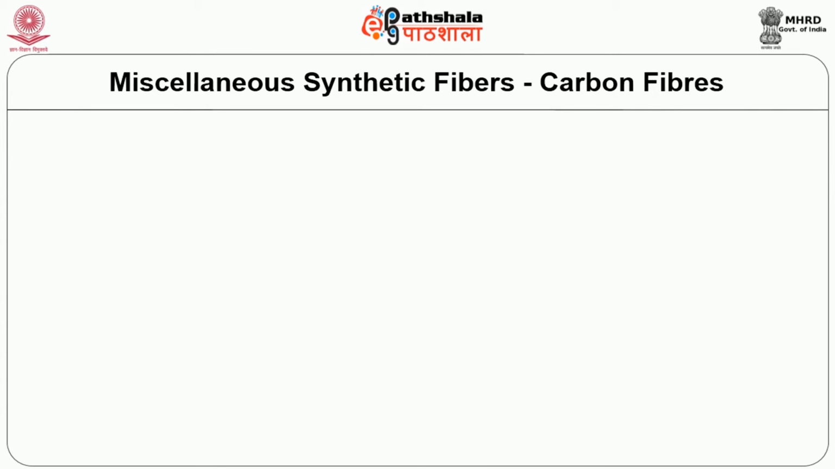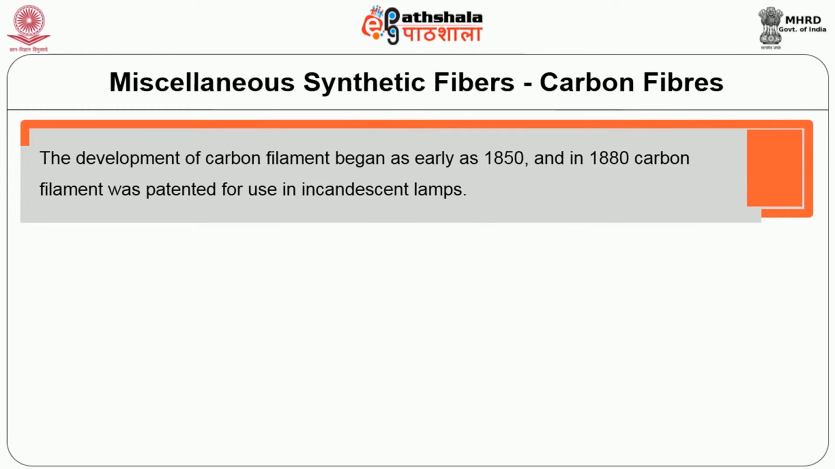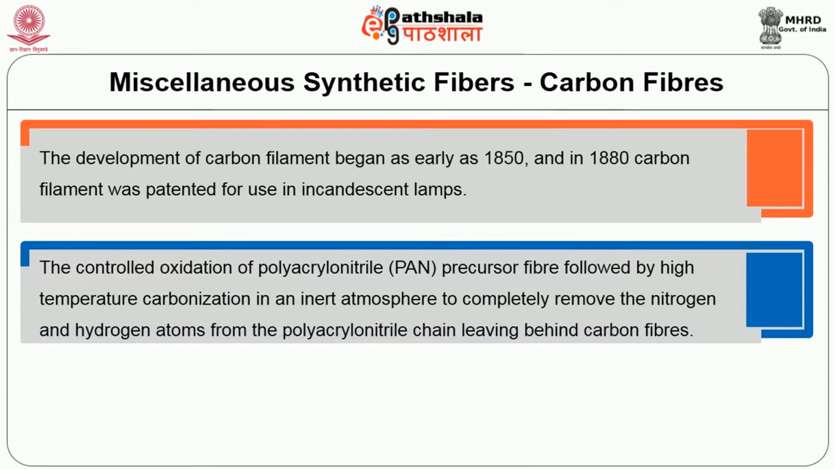Now let us go into the deliberation of some of the miscellaneous synthetic fibers which have been manufactured. The first variety which comes to mind is the carbon fiber. The development of carbon filament began early in 1850, and in 1880 carbon filament was patented for use in incandescent lamps. One of the popular techniques used in carbon fiber production is the controlled oxidation of polyacrylonitrile or PAN precursor fiber, followed by high temperature carbonization in an inert atmosphere to completely remove the nitrogen and hydrogen atoms from the polyacrylonitrile chain, leaving behind the carbon molecules or the carbon fiber.